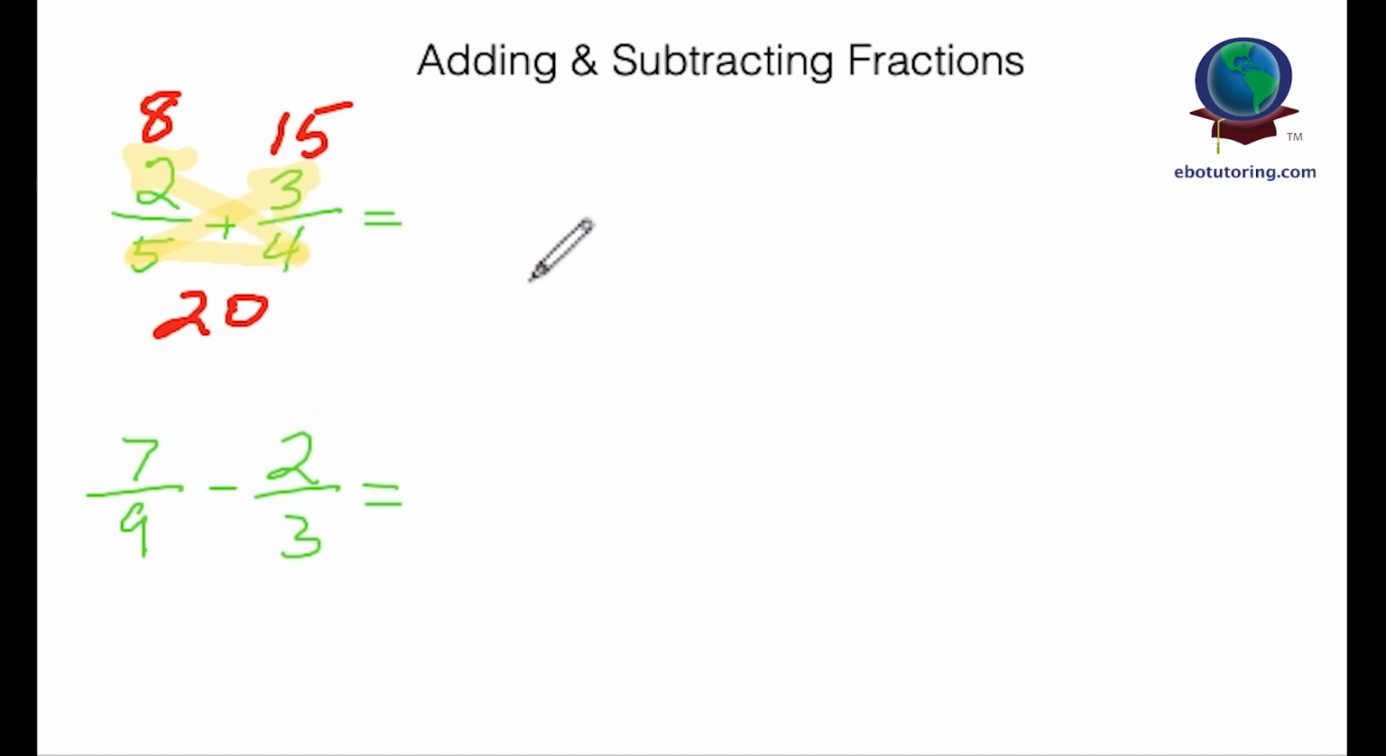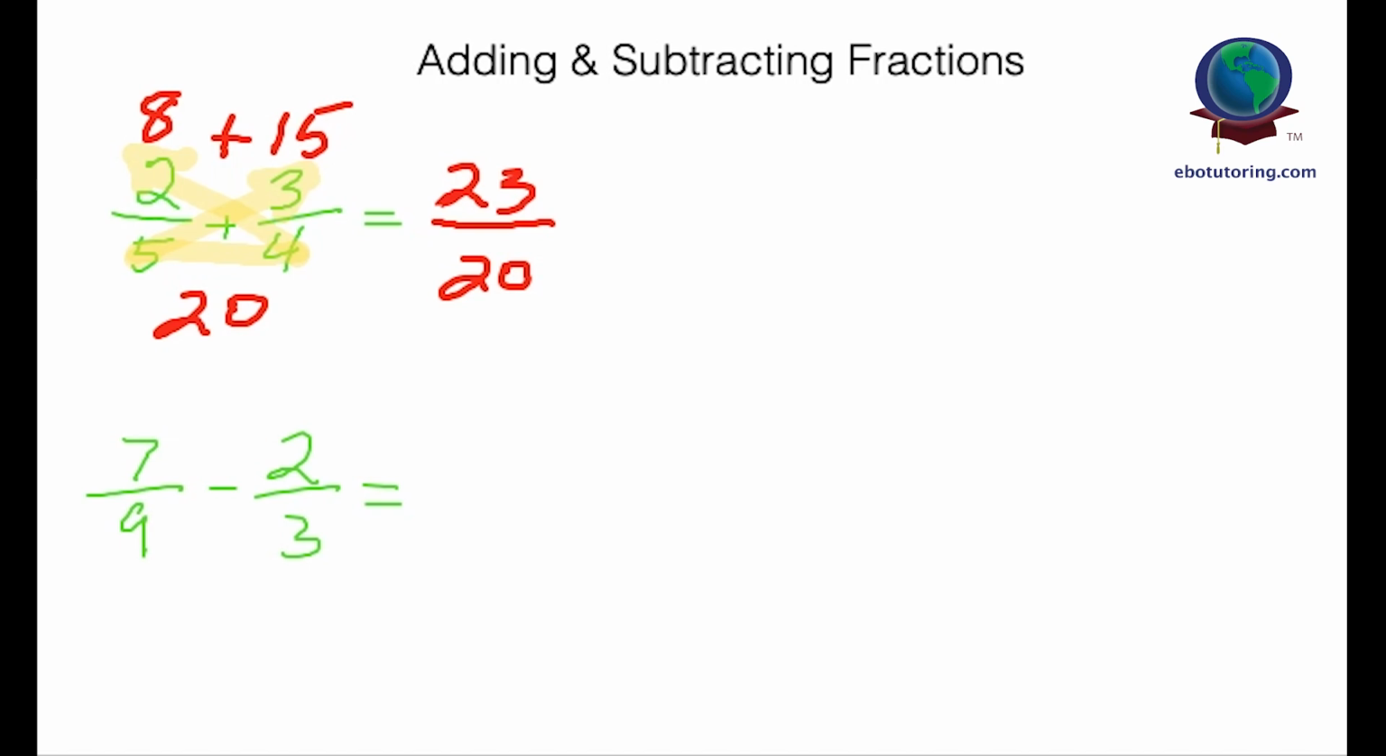20. Now we just have to add across the top and leave the bottom the way it is. So it's 20, and 8 plus 15 is 23. The answer is 23 over 20. All right, subtraction works the same exact way, nothing different.